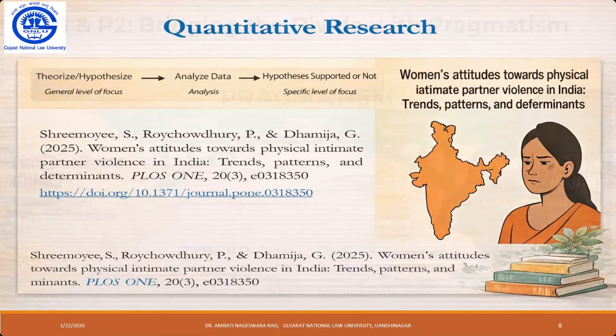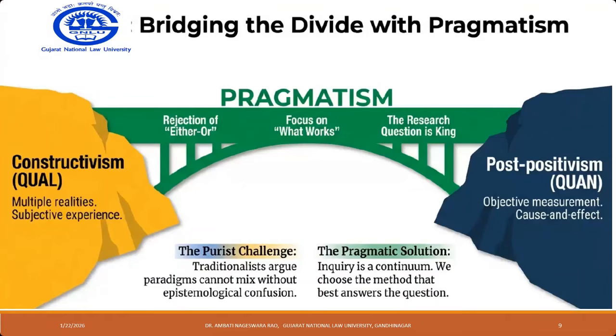So we have two paradigms. One is positivism. Second one is constructivism. One is single reality. Quantitative research is all about single reality. It is based on generalizing. On the other hand, we have constructivism or interpretivism, where it is subjective.